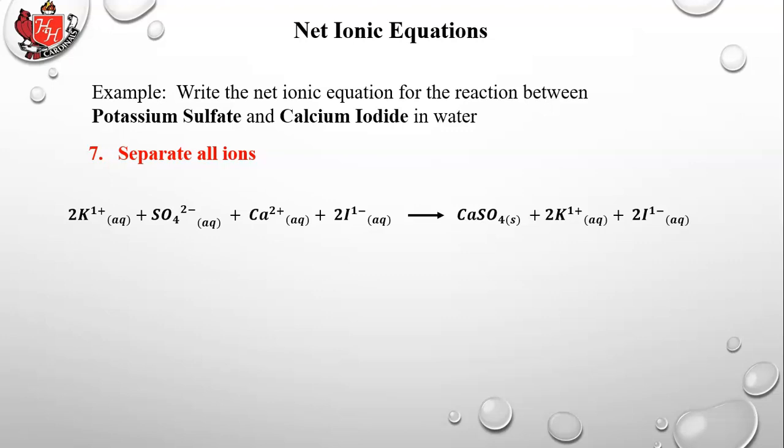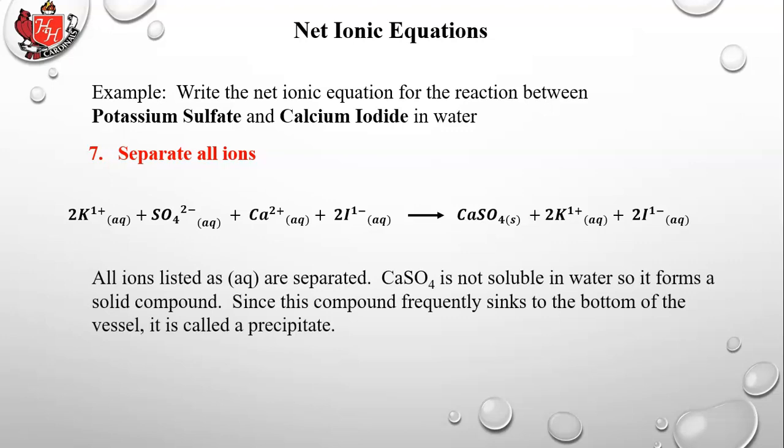And then finally we have the 2 KI. Remember, we had to balance the equation, so we had a 2 in front of the KI, the potassium iodide. So that's going to break into ions. You're going to have 2 potassium ions and 2 iodide ions. So all species listed as aqueous are separated. CaSO4 is not soluble in water, so it forms a solid compound.